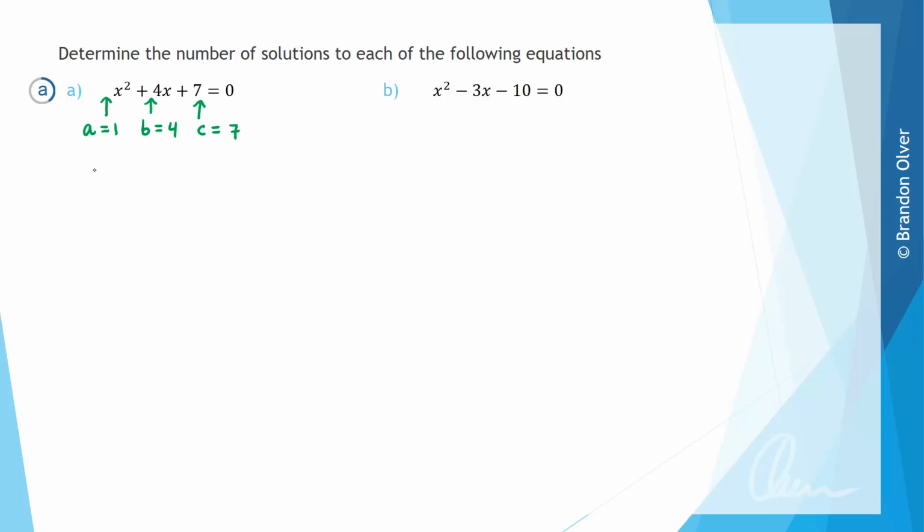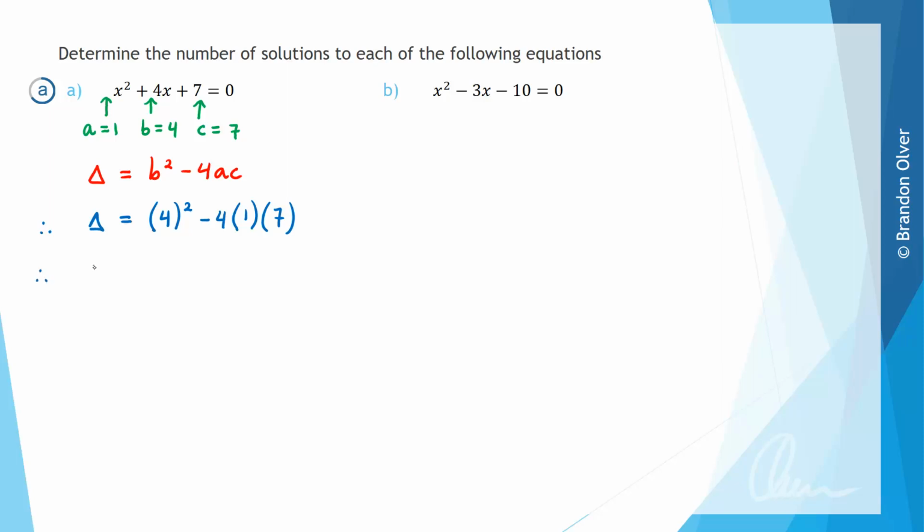Then we write down the expression for the discriminant, so delta is equal to b squared minus 4 times a times c. So therefore, the discriminant's value for this example is going to equal b squared, which is 4 squared, and we use brackets whenever we substitute in. So we have 4 squared minus 4 times a, which is 1, times c, which is 7.